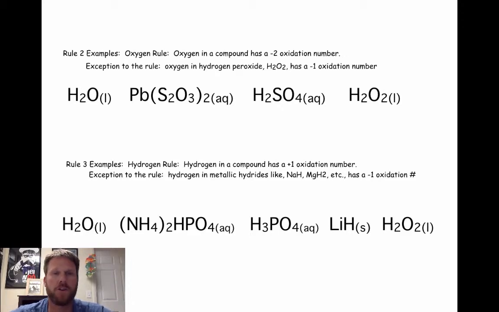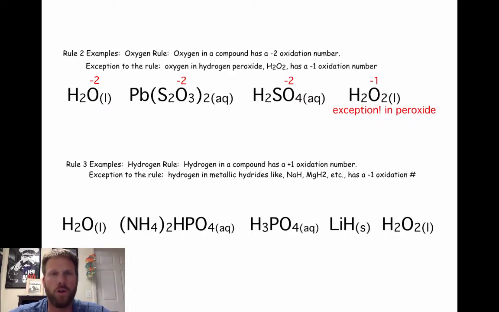So in all of these molecules here that have oxygen in them, every single one of them, oxygen is -2 until you get to this last one where you see H2O2, that is hydrogen peroxide. That is your only exception for oxygen. In that case, oxygen would have a -1 oxidation number.